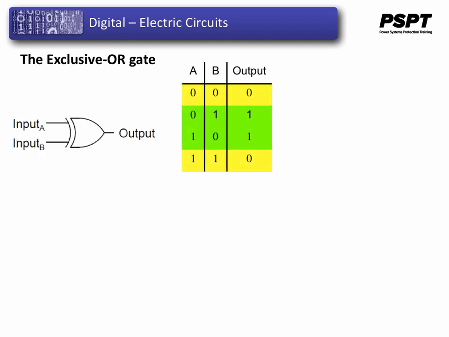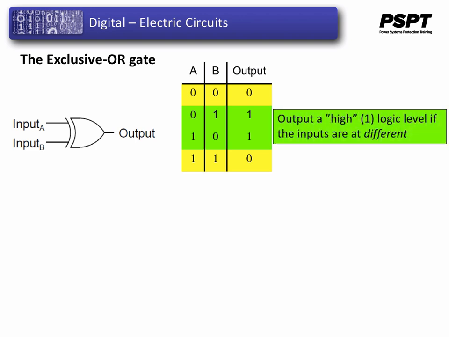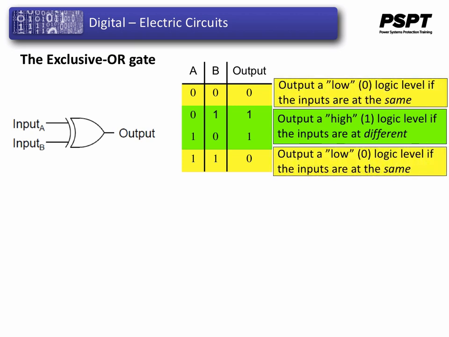The exclusive OR gate. The last 6 gate types are fairly direct variations of 3 basic functions: AND, OR, and NOT. The exclusive OR gate, however, is something quite different. The exclusive OR gate's output is a high 1 logic level if the inputs are at a different logic level. They're either going to be 0, 1 or 1, 0 on the input. Conversely, the output is a low, a 0 logic level if the inputs are at the same logic level.